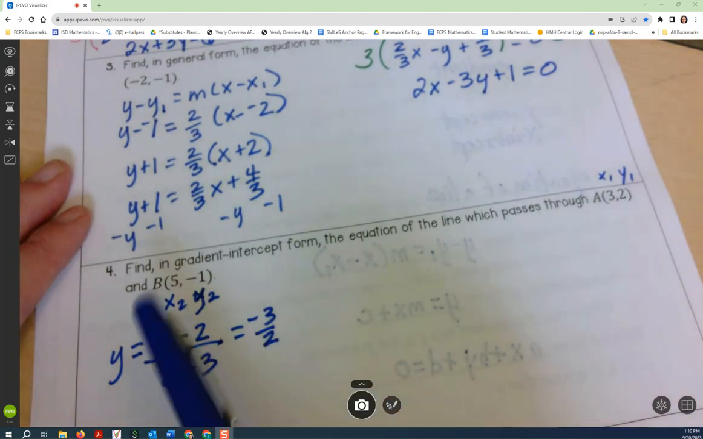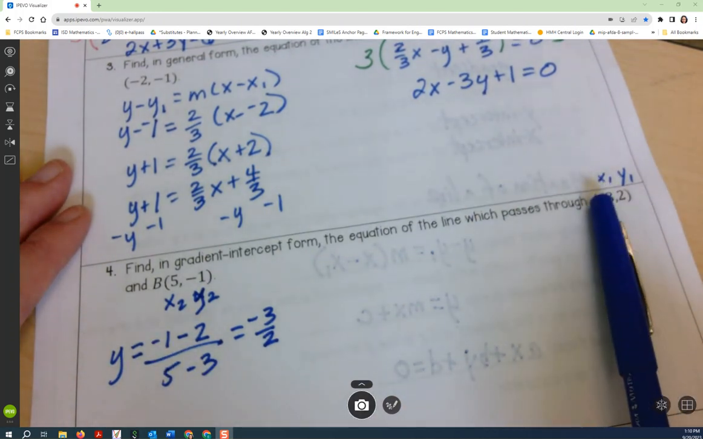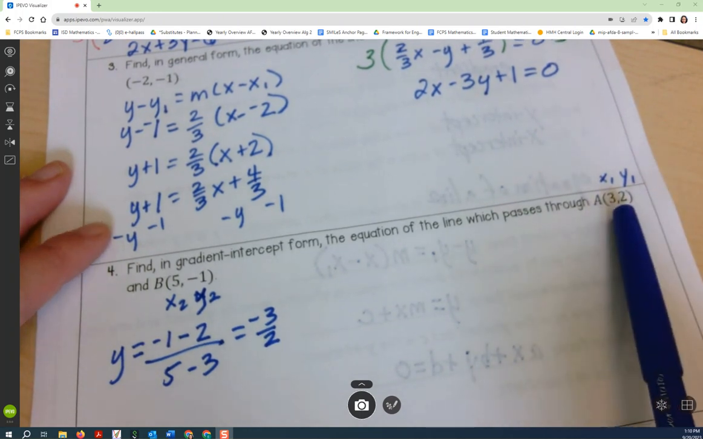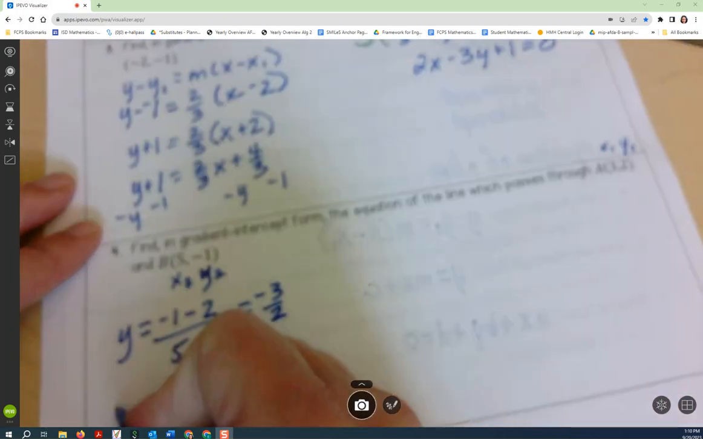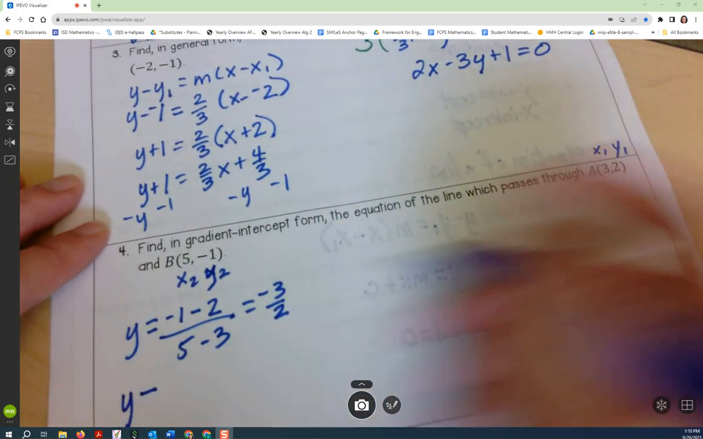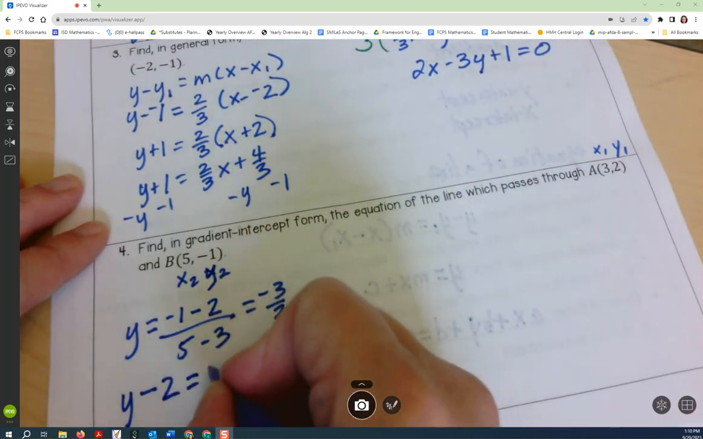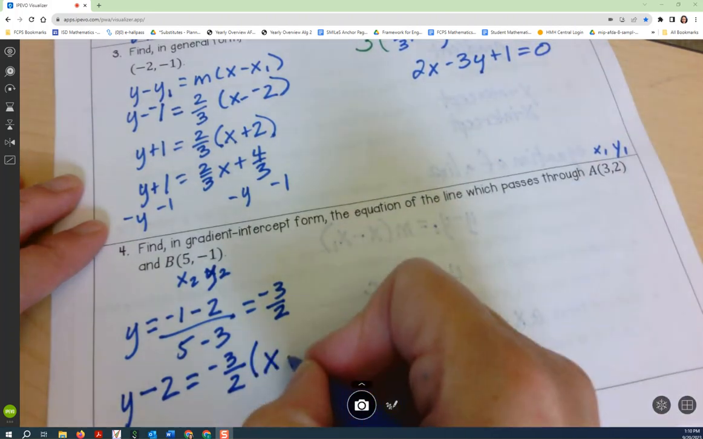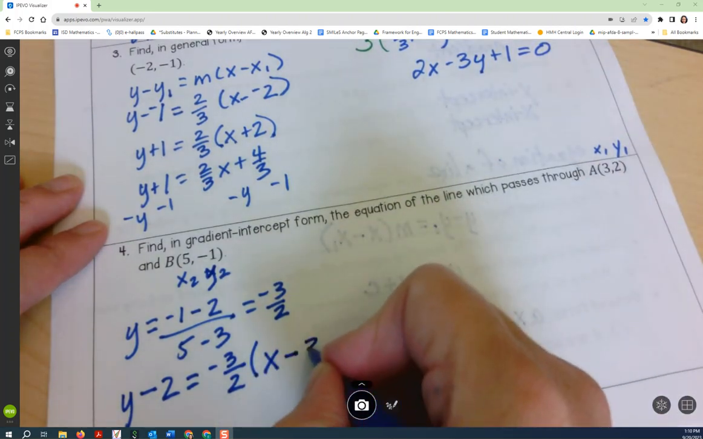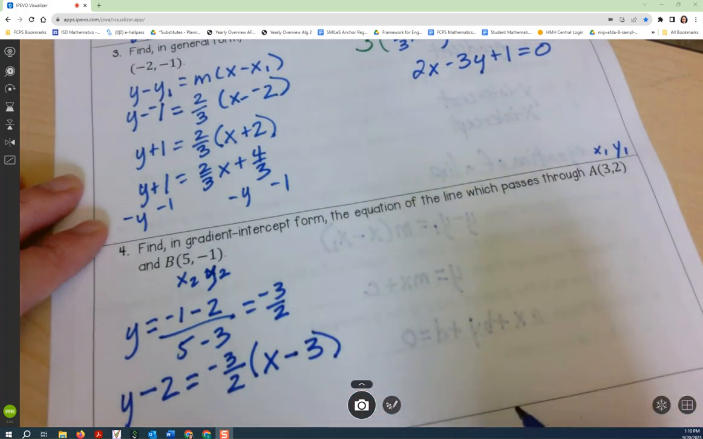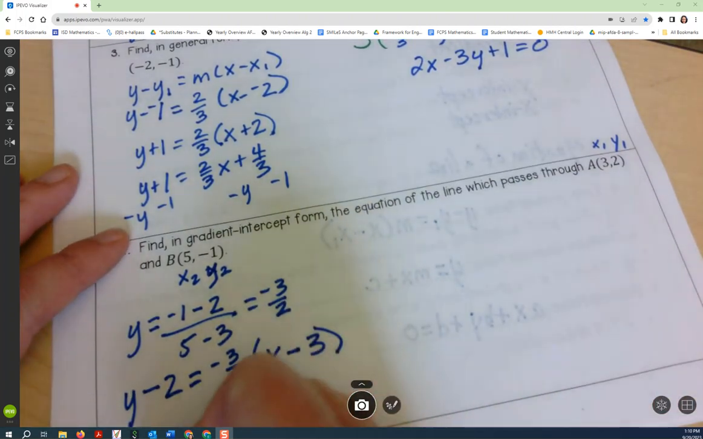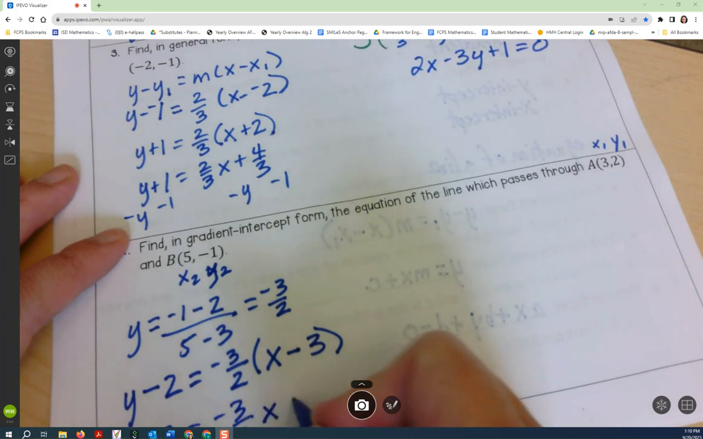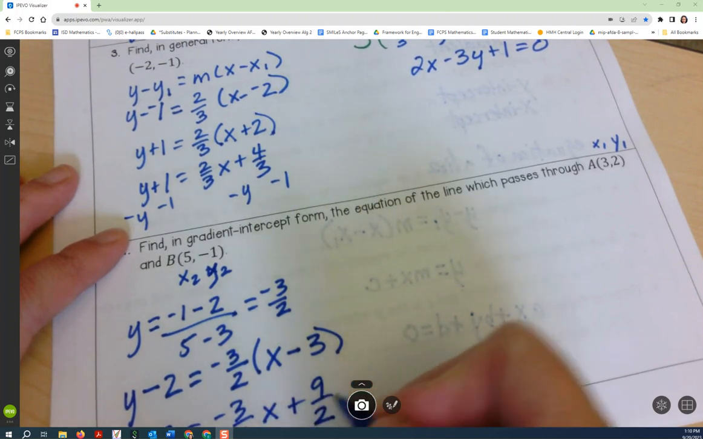Then you can use either of your points as the point for the point gradient form, but I like the one with positive numbers, so I'm going to use that one. So it would be y minus y1 equals m times x minus x1. So I'll distribute. y minus 2 equals negative 3/2 x plus 9/2.